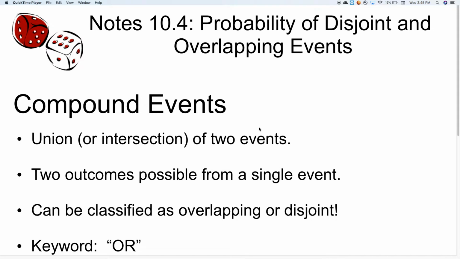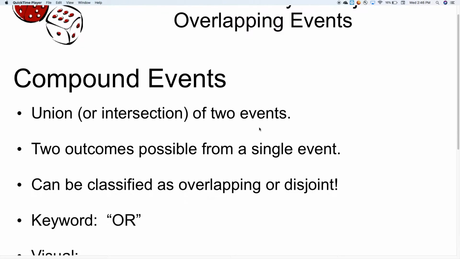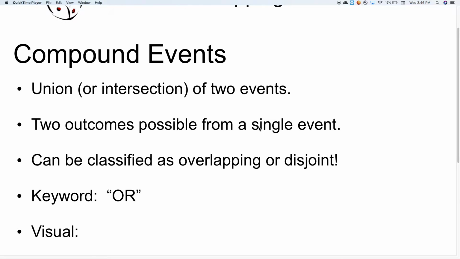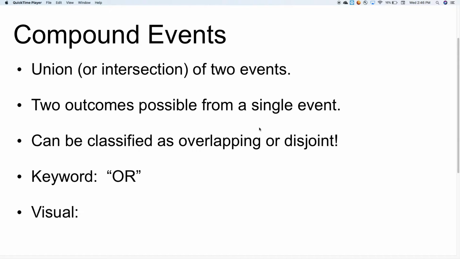Disjoint and overlapping are ways we can describe events, the same way in section 10.2 we use the words independent and dependent to describe events. We'll get to our definitions of disjoint and overlapping here in just a moment, but first we want to talk about what compound events are.